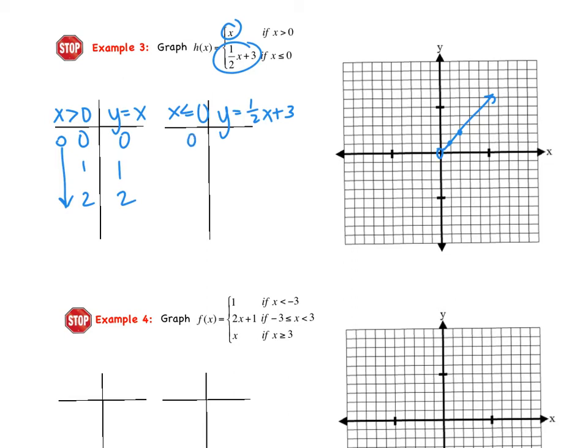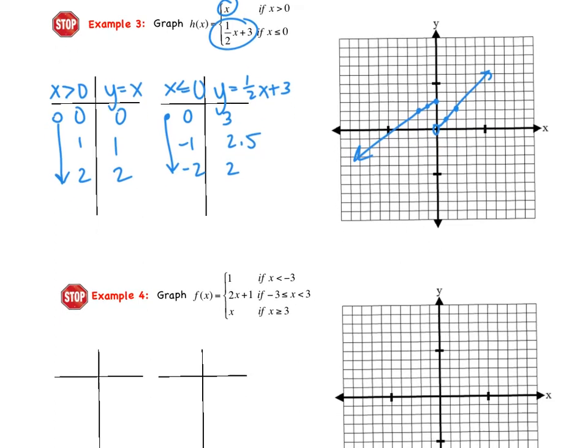For the second one, we have 0, and we should have gone down. Closed circle heading in this direction. And then plug in. If I plug in 0, I get 3. If I plug in -1, I get -1/2 plus 3, which is... oh, +2.5. And then if I plug in -2, I get -1 plus 3, which is 2. So 0, 3 is closed. -1, 2.5. -2, 2. And again, you should have noticed that your branches of the graph don't cross. That's good. That means you're on the right track.